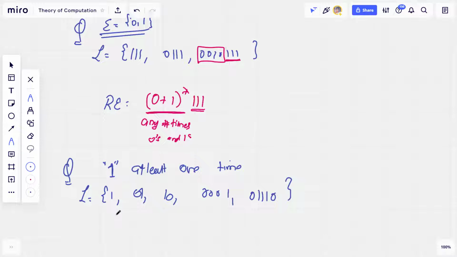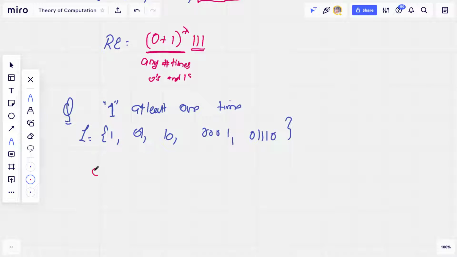So on the same grounds, you can write it this way, right? Any number of zeros and ones, followed by 1, followed by any number of zeros and ones. Yes, this is a perfectly valid regular expression. Any number of zeros and ones, followed by 1, and followed by any number of zeros and ones. So this is what it is.